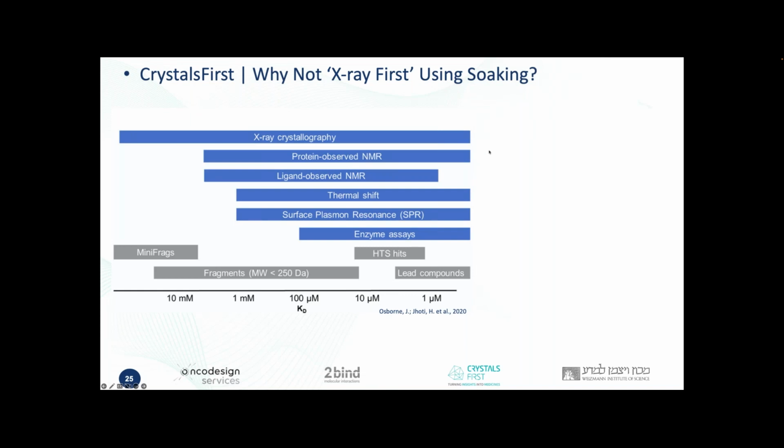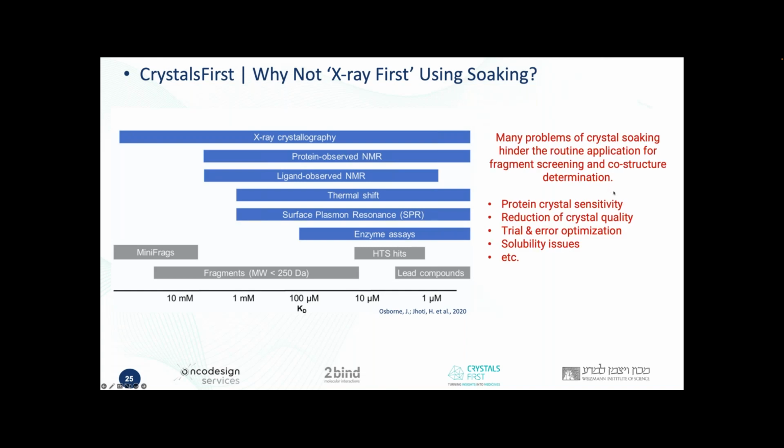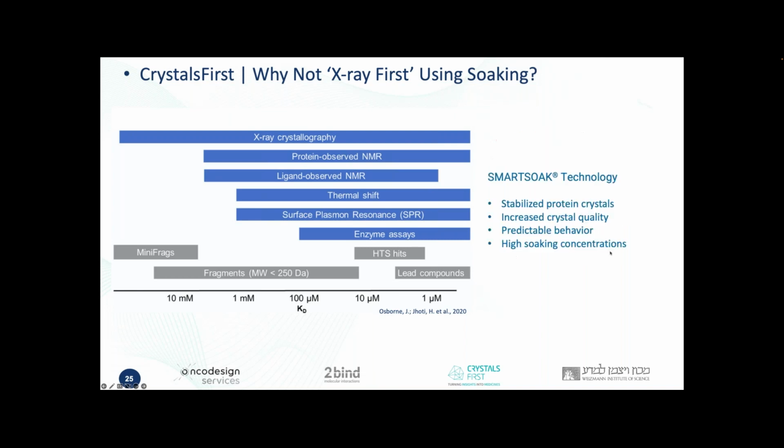So why is X-ray crystallography not used for soaking like X-ray first? The problem is that, as we all know, protein crystallography is very fragile. The protein crystals are very sensitive. They don't like change of the environment. The industry standard to optimize it is trial and error. There are solubility issues with compounds.